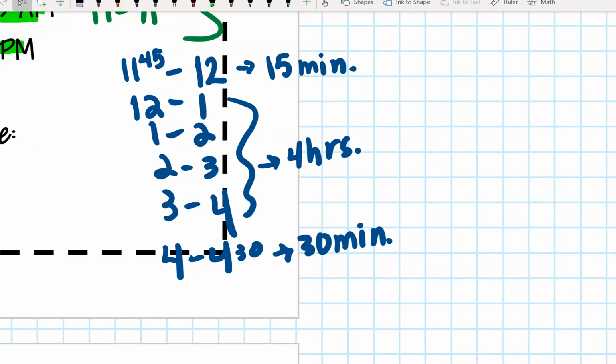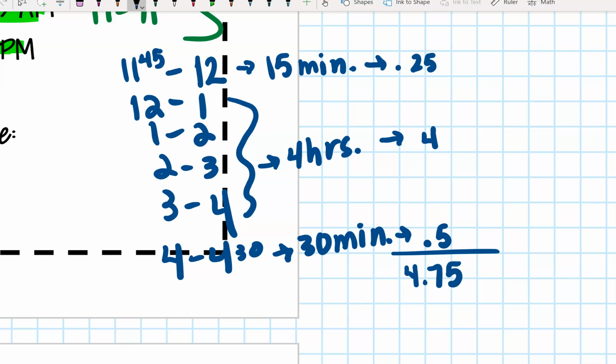So 15 minutes we said was 0.25, right? Did we say that was 0.25? 4 hours, what would 30 minutes be as a decimal? Seth? 0.5. It's a half hour, it's a half, 0.5. And you can add them all up. And this section itself is 4.75 hours.